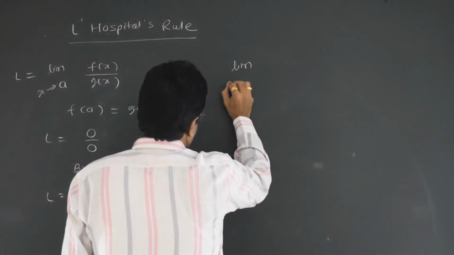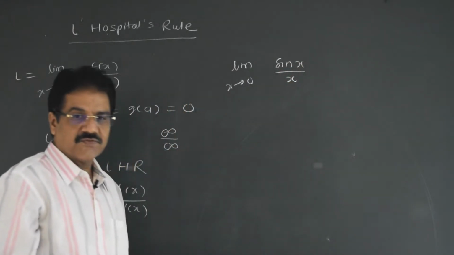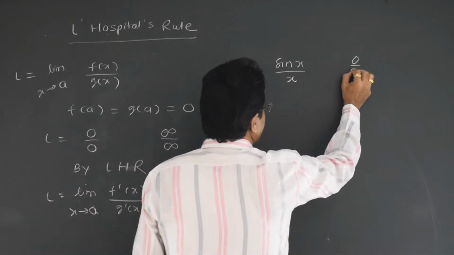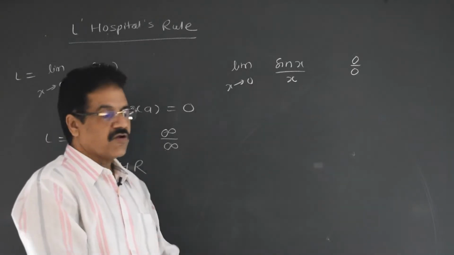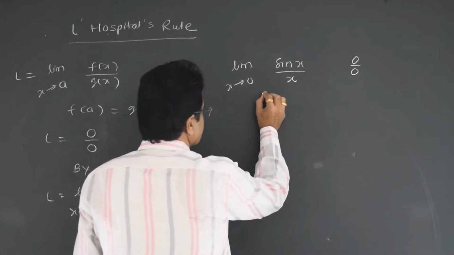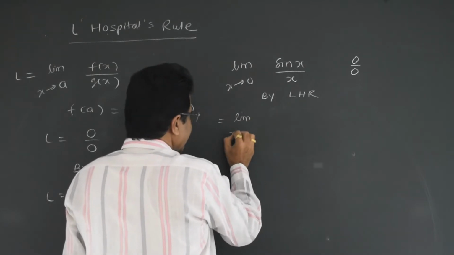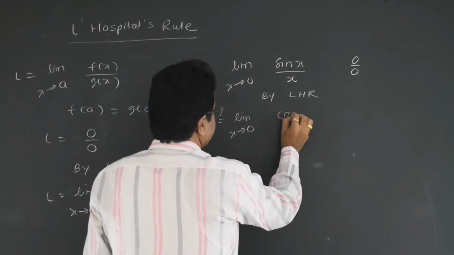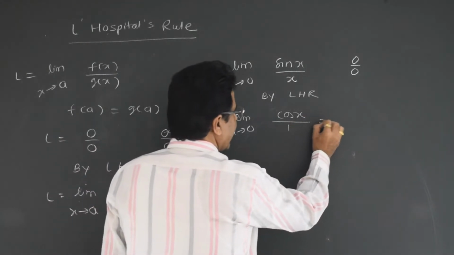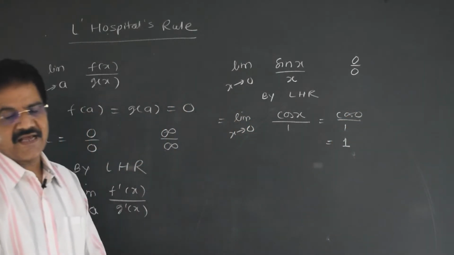You know this formula, limits as x tends to 0 of sin x upon x. We know that this answer is 1. If you replace x by 0, we get sin 0, that is 0, and we get 0 in the denominator as well. Means it is in the form of 0 upon 0 and we can apply L'Hospital's rule. So by L'Hospital's rule, we can take the derivative of numerator and denominator. We know that derivative of sin x is cos x and derivative of x is 1. And now we can take the limits. So cos 0 upon 1 and we get straight away answer as 1.